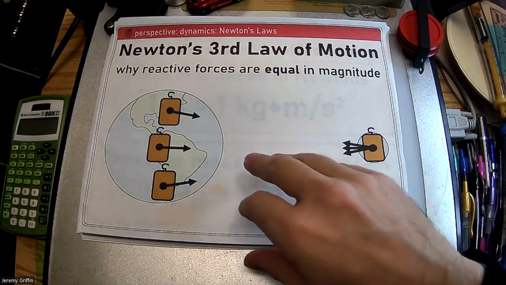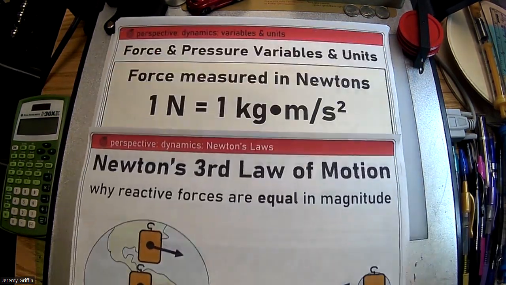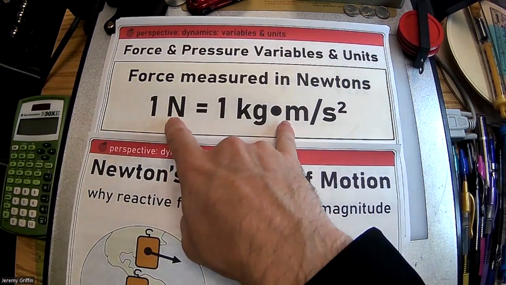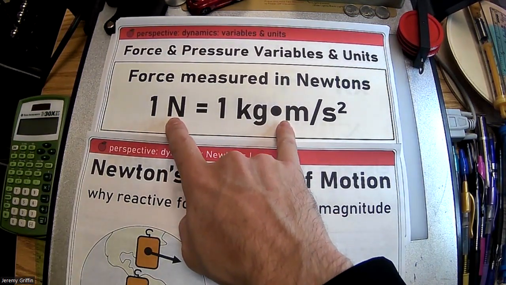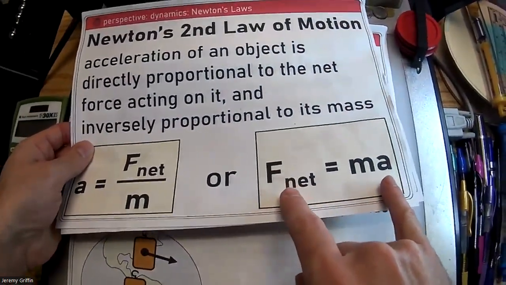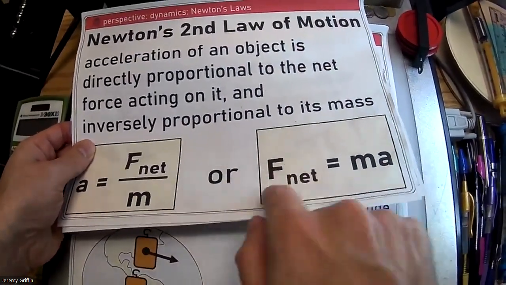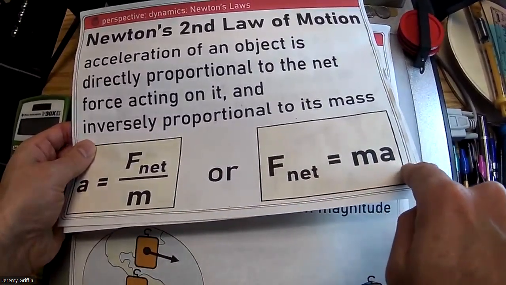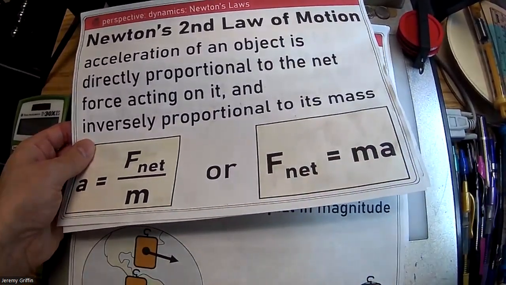Kilogram meter per second squared, right? So here, 1 Newton is 1 kilogram meter per second squared. And if you forget that, just think back to Newton's second law of motion, because it's embedded right in that one. Here's force in newtons, here's mass in kilograms, here's acceleration in meters per second squared. It's all right there, right?